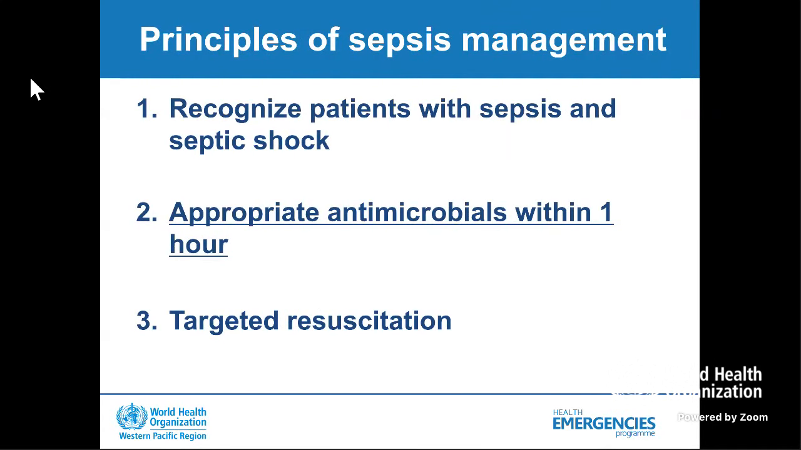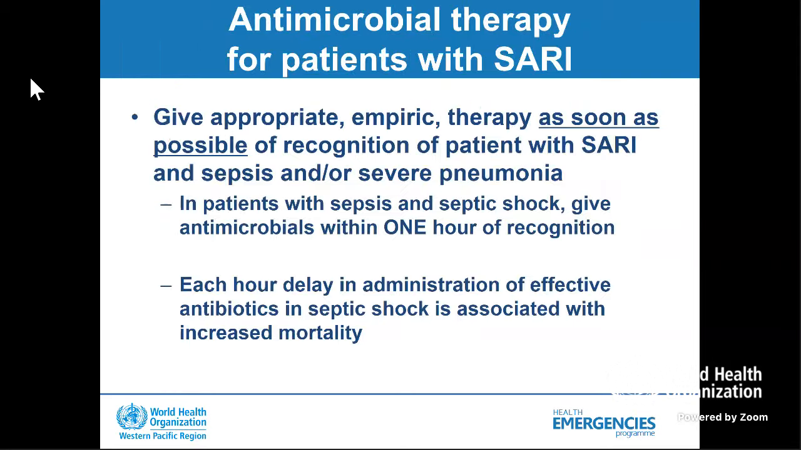So going back to our principles of sepsis management, the first step is recognition of sepsis and septic shock. The second is appropriate antimicrobials within 1 hour. We will be covering antimicrobials in more detail with tomorrow's lecture, but I'll just highlight a few points here. Prompt administration of antimicrobials within 1 hour has been shown to reduce mortality in septic shock. Remember, the infection is what caused acute organ dysfunction and the dysregulated host response. Thus, administration of antimicrobials would be a high priority.